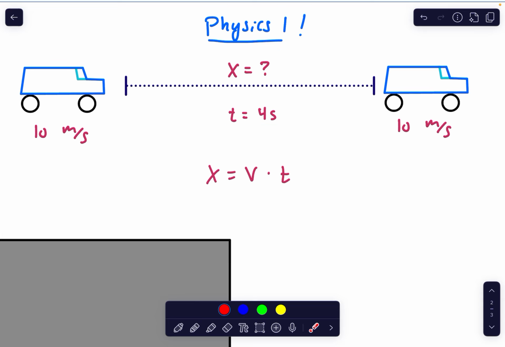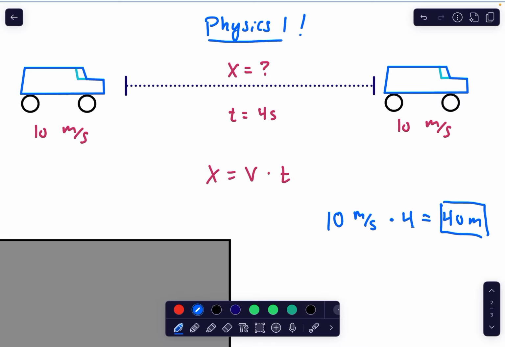And you may think, well, that's really easy. If it's going 10 meters per second, so it's going 10 meters every second for 4 seconds, it would be going 40 meters. And you'd be right. It is that simple. So that is what this equation is.